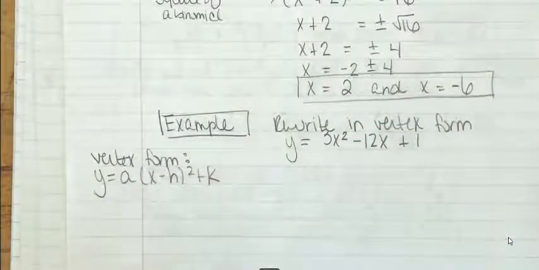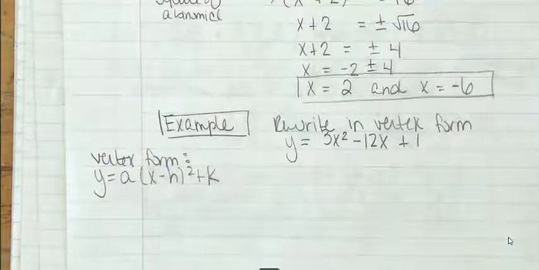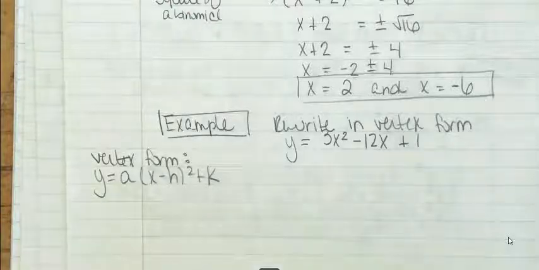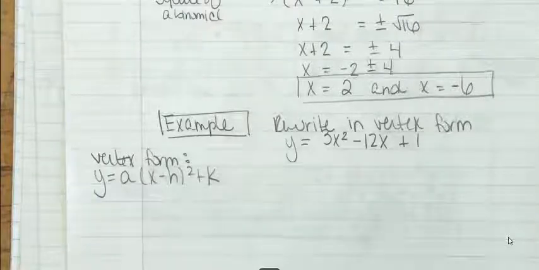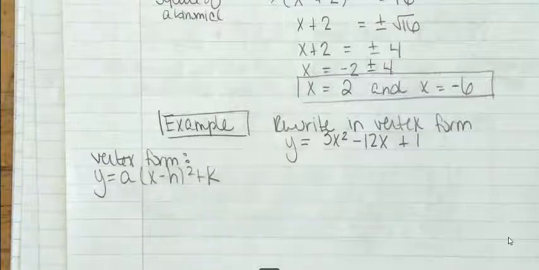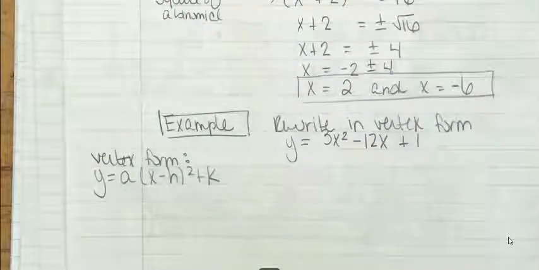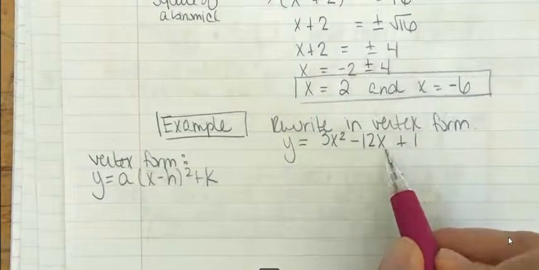And what's nice about this is a great way to graph them, I think. It's probably my favorite way to graph quadratics because right away I know where the vertex is, which also gives me my axis of symmetry. And once I have that, I can just put in one other point besides my vertex, usually my y-intercept, graph it, basically reflect it over the axis of symmetry. So it becomes a really easy way to graph. All right, so we're going to go ahead and rewrite this in vertex form.